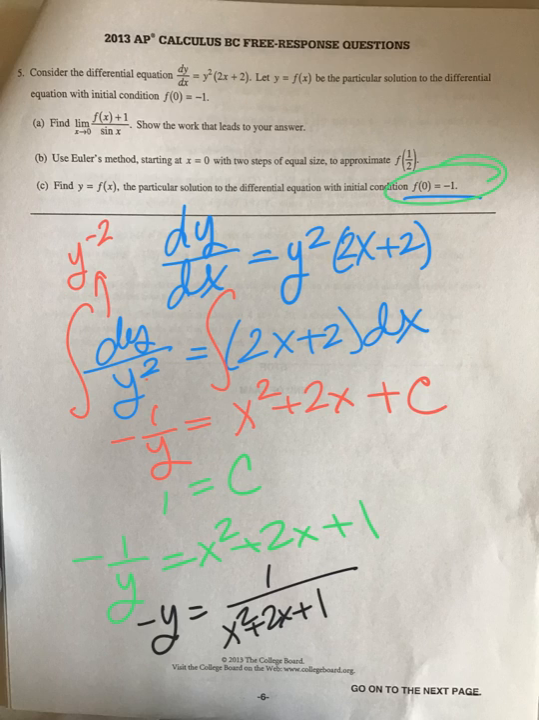Still don't have y by itself. That y is negative. So if you want to make it positive, just move that negative over. So that's going to be y equals negative 1 over x squared plus 2x plus 1.